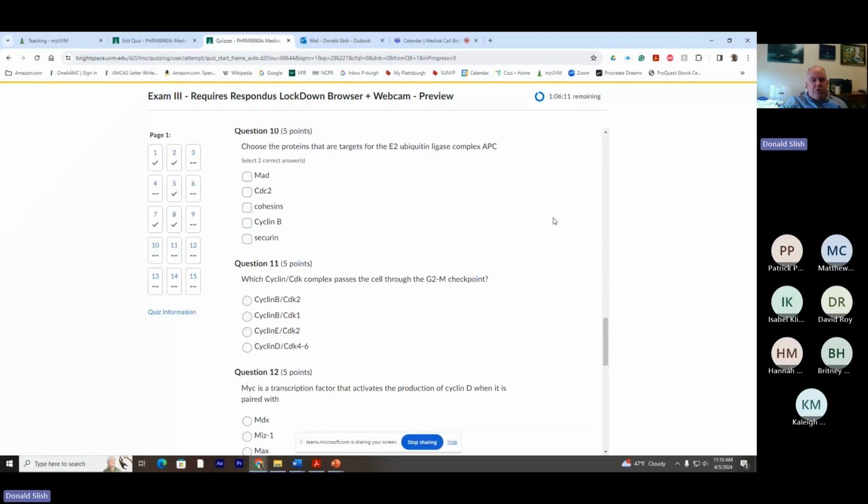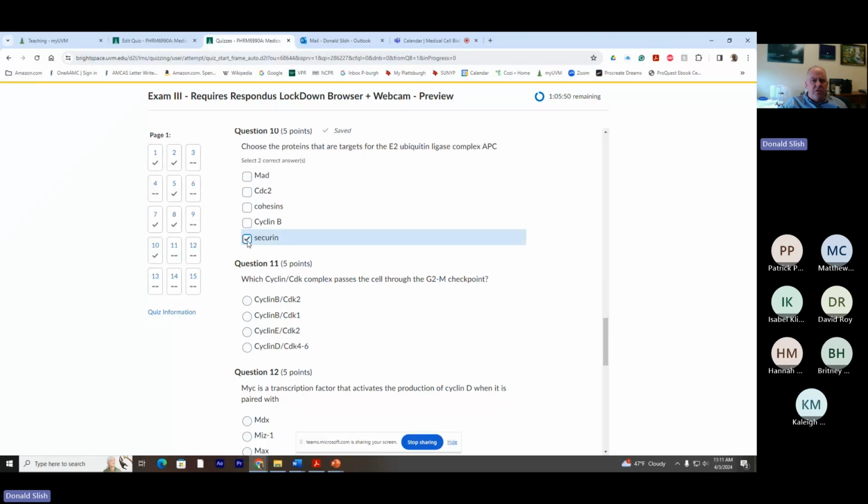Okay. Choose the proteins that are targets for this should be E3, ubiquitin ligase complex APC. Shoot, this should be E3. Sorry, guys. I think you know what I meant, though. I hope so. Targets for E3 complex APC. So that would be securin.